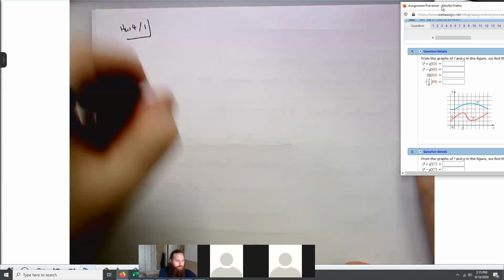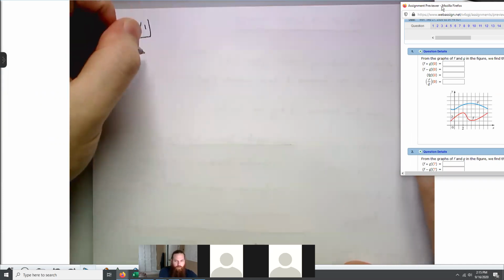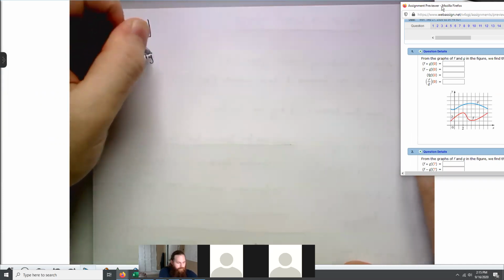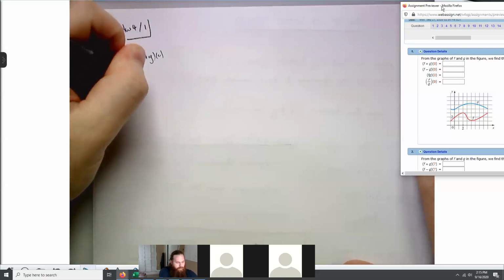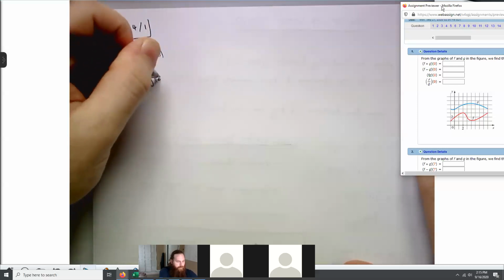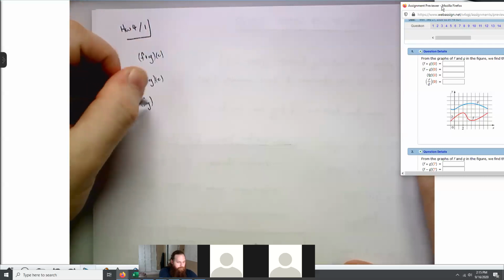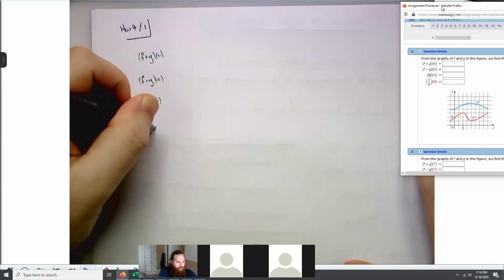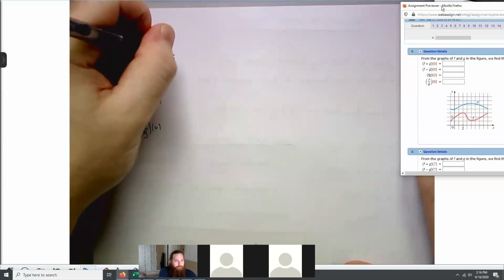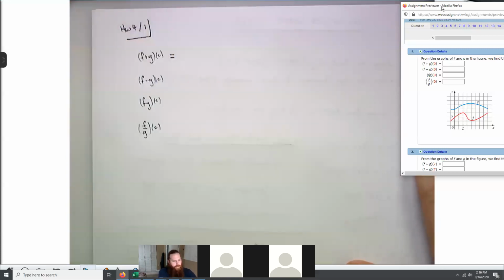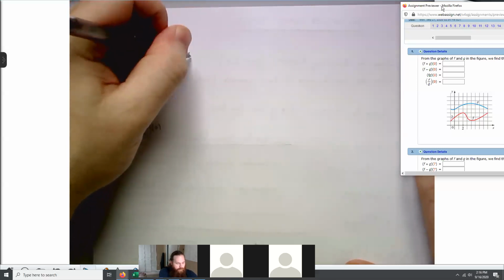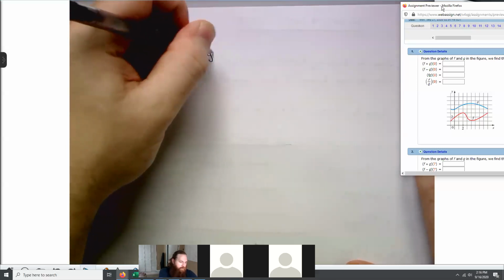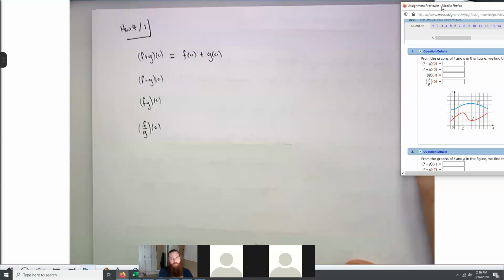We want to use the graphs to figure out f plus g of 0, f minus g of 0, f times g of 0, and f over g of 0. These all go the same way. You start with the definition. F plus g of 0 is f of 0 plus g of 0. And then you look to your graph and ask, well, what is f of 0?